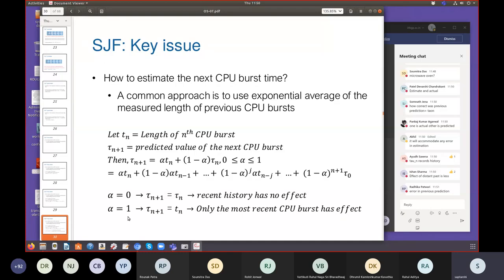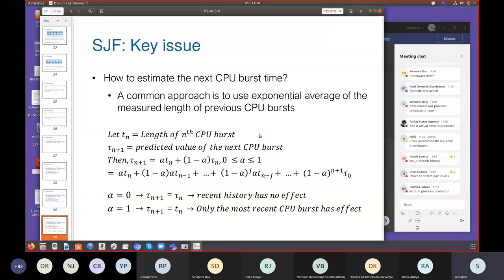The other extreme is alpha equals 1. There tau n plus 1 equals Tn. So only the most recent CPU burst has effect. Whatever the previous CPU burst Tn was, that is what we estimate the next CPU burst will also be. We can choose alpha somewhere in between. Like if we choose alpha equals 0.5, then we are giving equal weightage to the recent history and the distant history. This is typically how this estimate is done.